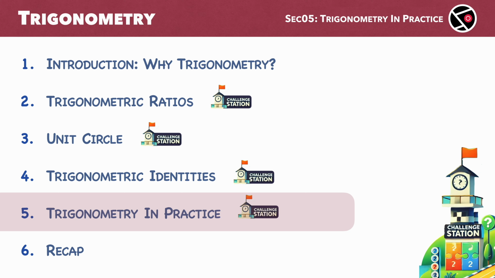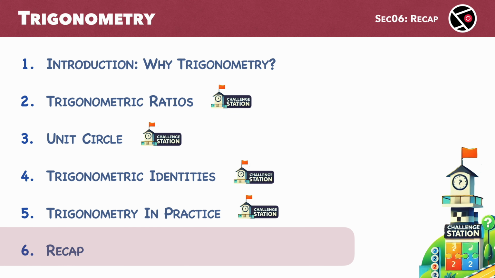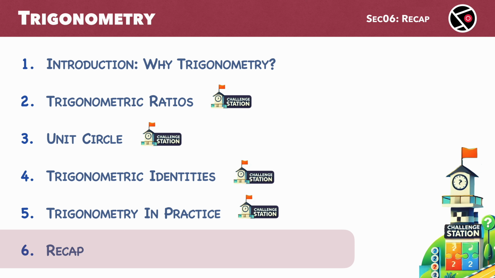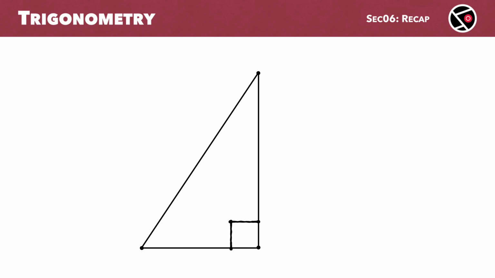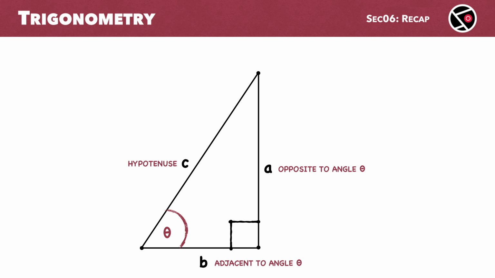Welcome back. Let's move on to our final section, a recap of everything we have learned in this lesson. First, the basics. Consider a right-angled triangle with sides A, B, and C. One of the acute angles is theta. The longest side, C, is called the hypotenuse. The side opposite the angle theta is A, and the side next to theta is B, which we call the adjacent side.